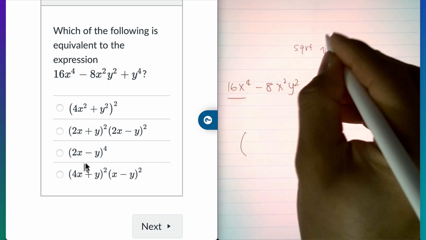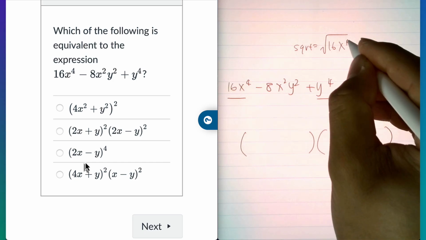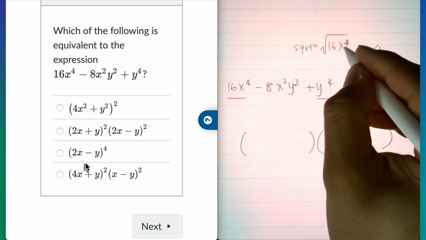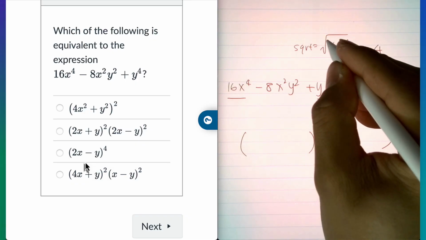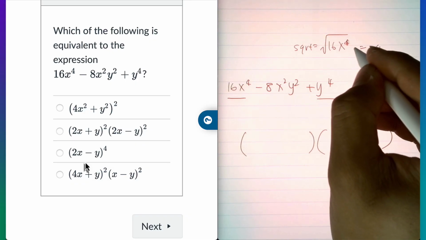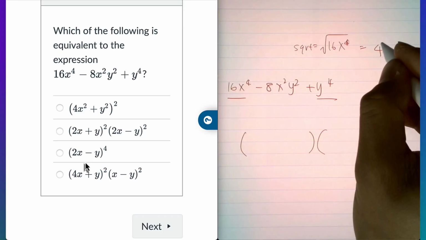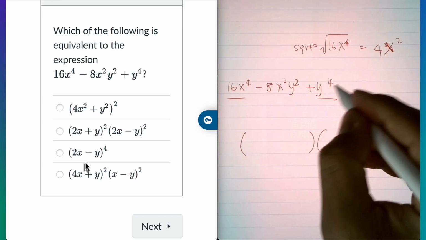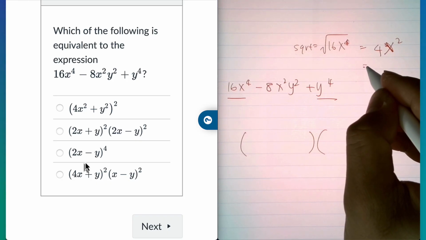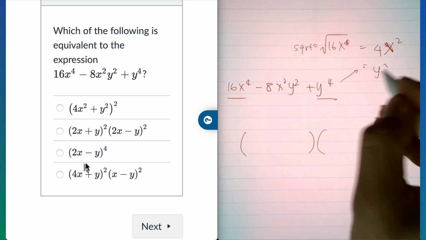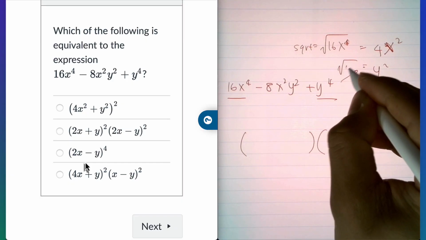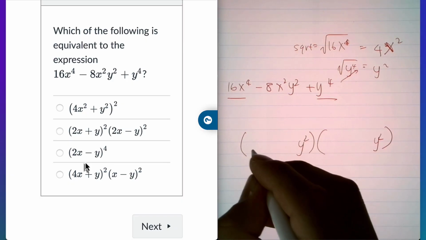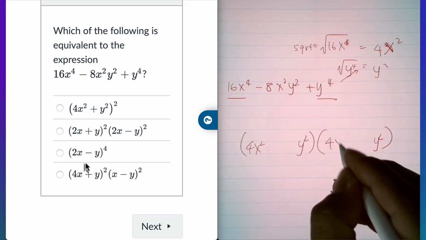16x to the fourth power, you're going to get 4, because the square root of 16 gives you 4, and x to the fourth power over 2, because the square root has a fractional exponent of 1/2, and 4 times 1/2 will give you x to the power of 2. And y to the fourth power will give you y squared. When you do the square root of y to the fourth, you get y squared, and let's distribute that. y squared and 4x squared here, and 4x squared.